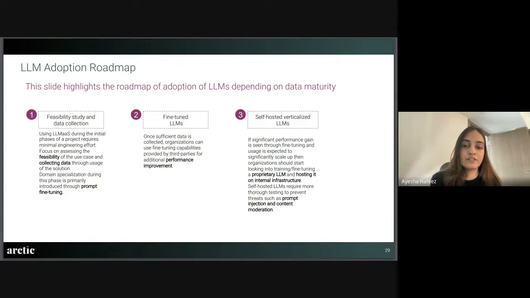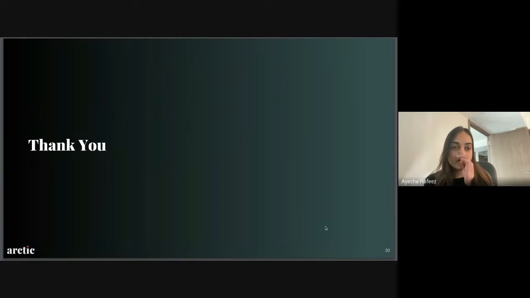on internal infrastructure, but that comes with, as we are moving away from LLM as a service, we do need to focus on safeguarding our model a bit more against threats such as prompt injection and content moderation, all of which were offered as part of LLM as a service behind the scenes. So those are some components that we would need to develop. And yeah, that's a quick summary of what the next steps look like.